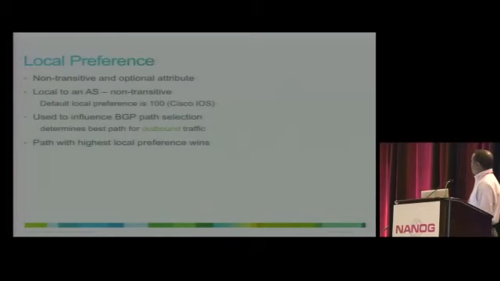So in summary, it is a non-transitive optional attribute. So it only exists within an AS. You don't advertise local preference to your eBGP peer. It's only within a single autonomous system. So when the route is received, the border router sets the local preference, and it advertises that local preference to all its iBGP peers, but the peers will not advertise it to an eBGP peer. So it is local. It's non-transitive.